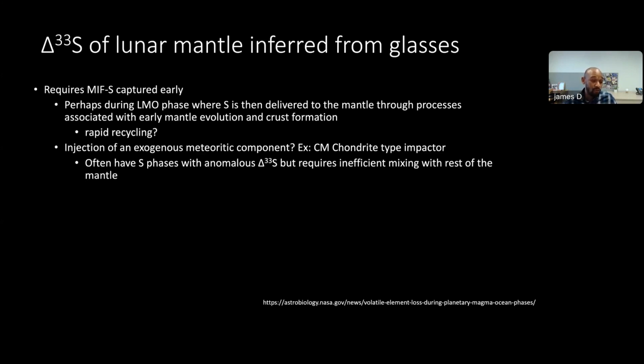It could also be related to, say, the injection of some sort of exogenous meteoritic component. There are CM chondrites that have sulfur phases with anomalous cap delta 33S. But if you do have some sort of injection of an exogenous component, it would require inefficient mixing with the rest of the mantle. And so we'd have to come up with a reasonable explanation for why we do not have efficient mixing with these different components.